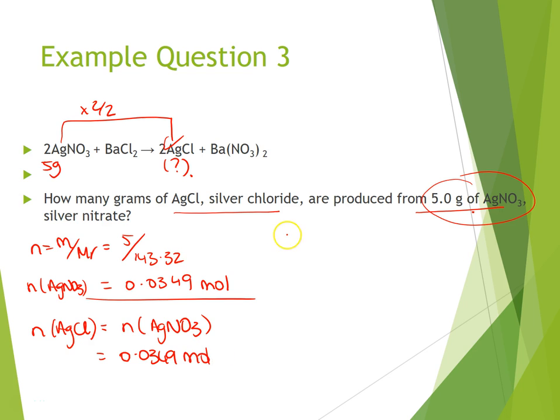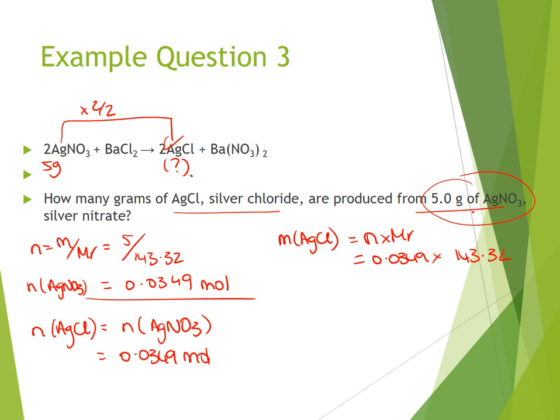So now I want to find my mass of AgCl. I'm going to use mass is equal to n times Mr, substituting in 0.0349 and the molar mass of silver chloride. I think we had this before. Whoops, I've used the molar mass of silver chloride in my calculation. So we need to go back and change that. It will be the molar mass of silver nitrate. Sorry for that. Okay, it is 169.87. That looks a bit better.